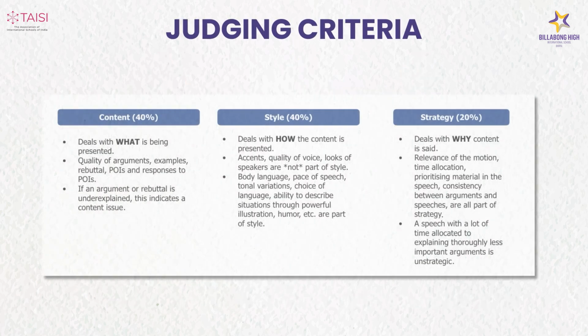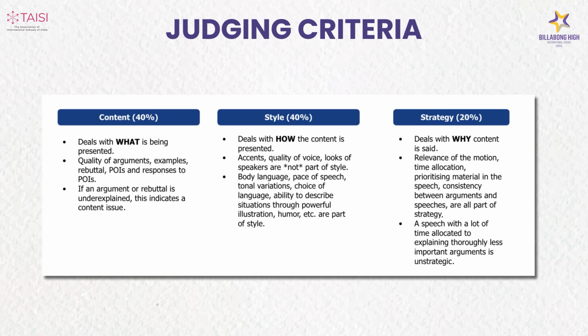Judging criteria. Judges score speakers using 3 criteria. The first criterion is content, which makes up 40% of the total marks a speaker gets. It deals with what is being presented. It's based on the quality of arguments, the use of examples, logical reasoning, the rebuttal, the POIs, and the responses to POIs. The second criterion is style, which makes up 40% of the total marks a speaker gets. It is based on how the content is presented. The clarity of speech, confidence, and the ability to describe situations through powerful illustration are part of style.